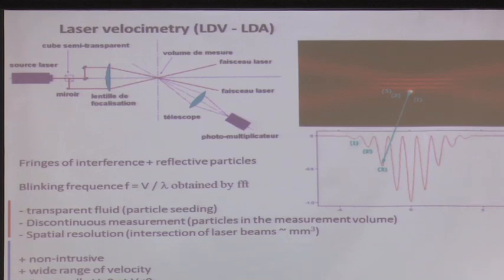Then when a particle is passing across these fringes, which are not steady, they are sliding. So you will see a difference if the velocity is in the same direction or in the opposite direction, because that will increase or decrease the frequency of blinking. And then you are able to discriminate particles going from the bottom to the top, or from the top to the bottom, because of this sliding of the fringes. This is what is done by the Bragg cell. So you can discriminate positive and negative velocity.